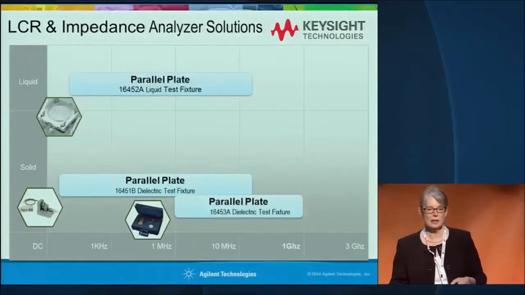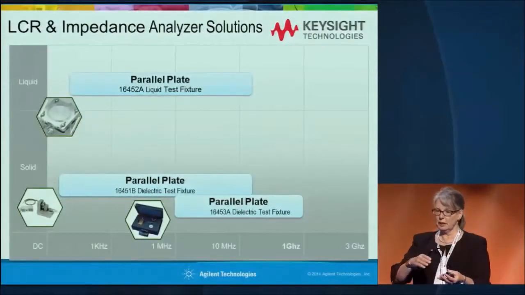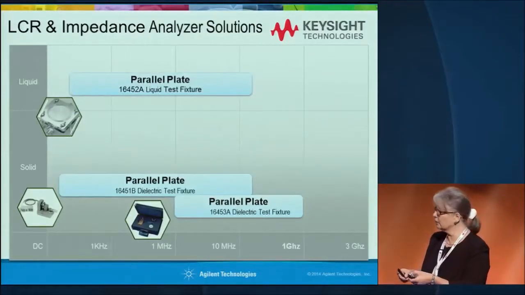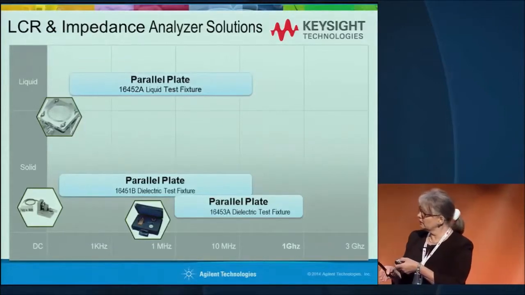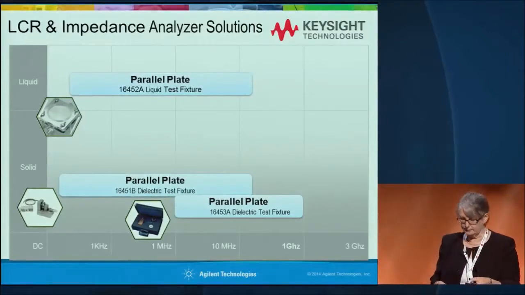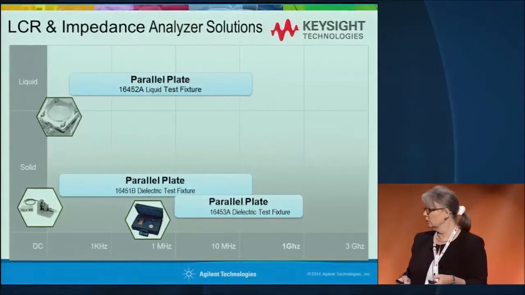First is the parallel plate capacitor method. This is just a couple of metal plates, and you put your sample in between, and we measure capacitance, and from that we can calculate permittivity. For solid materials, these plates clamp down on your material, so there's no gap. But we also have a solution for liquids. The plates are at a known distance apart, and you fill this thing up with a liquid. And these solutions, depending on which fixture you choose, go anywhere from hertz to 1 gigahertz.